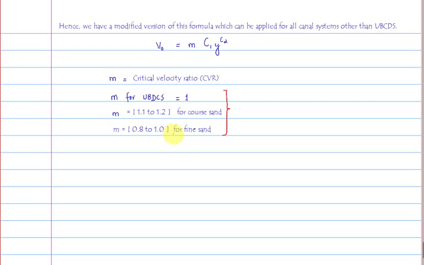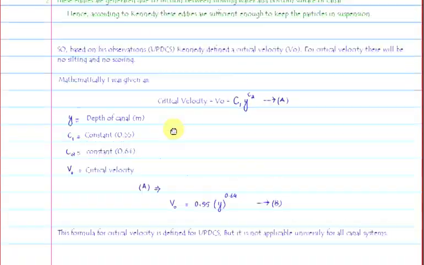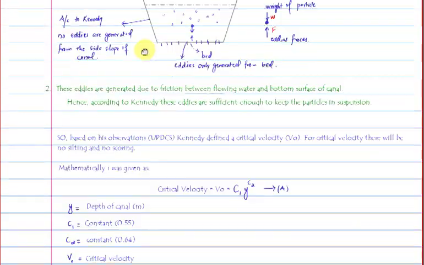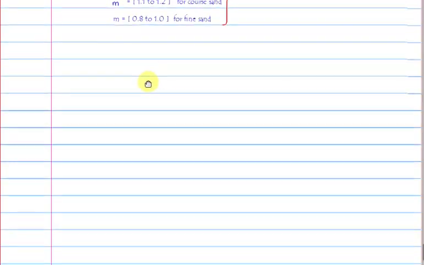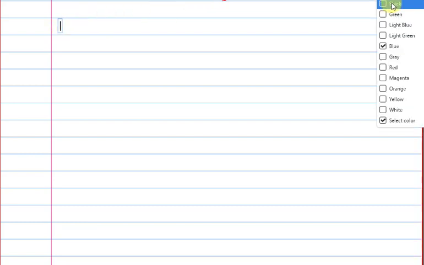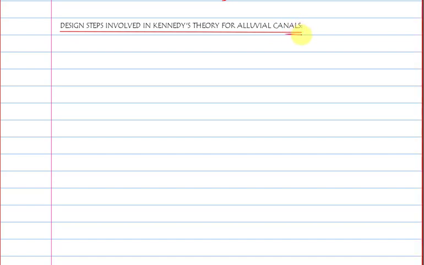So let's try to define the steps for canal design using Kennedy's theory design steps. Okay, let's put a heading here with black color and capital letters. Design steps involved in Kennedy's theory for alluvial canals, right? This is only used for designing of alluvial canals. So let's underline this.